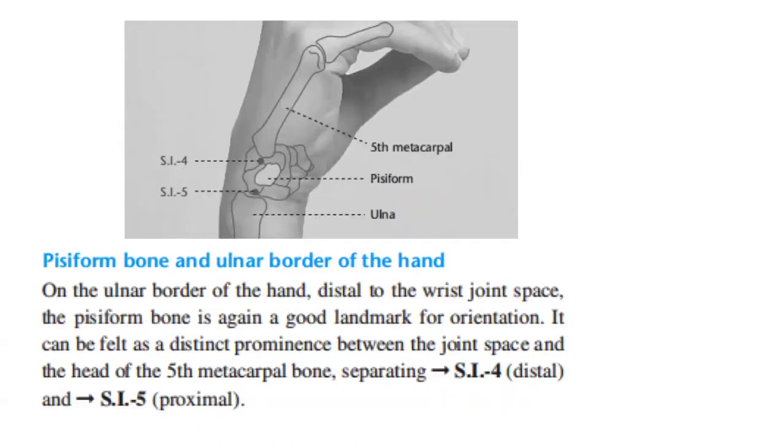Next, we have the pisiform bone in the ulnar border of the hand. On the ulnar border of the hand, distal to the wrist joint space, the pisiform bone is again a good landmark for orientation. It can be felt as a distinct prominence between the joint space and the head of the fifth metacarpal bone, separating SI4 at the distal end and SI5 at the proximal end.